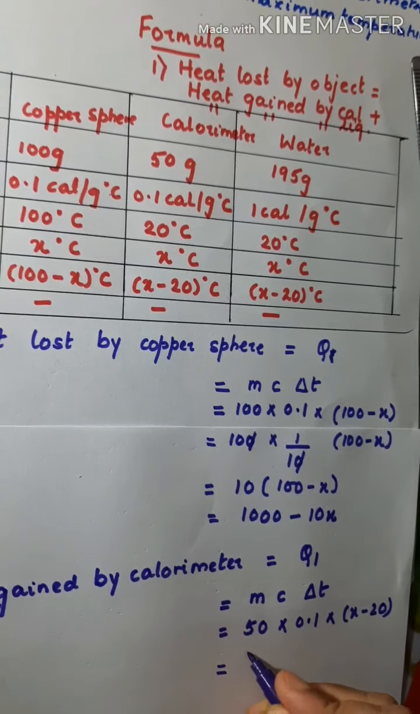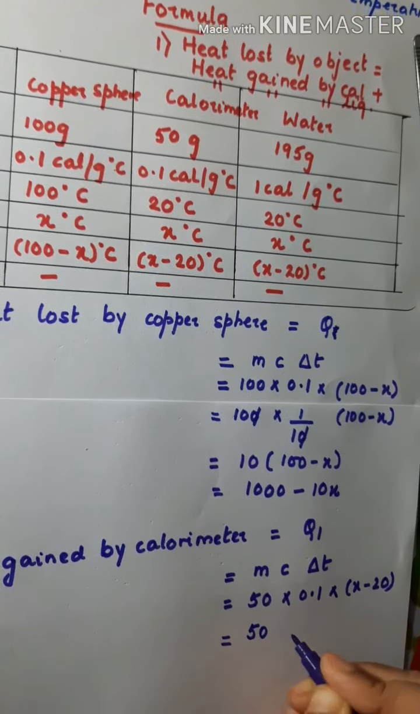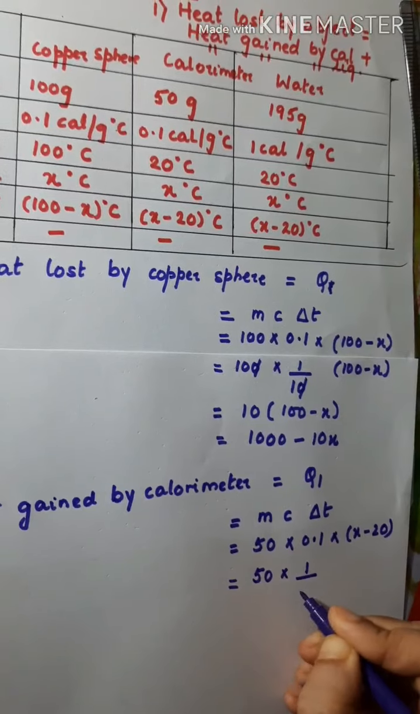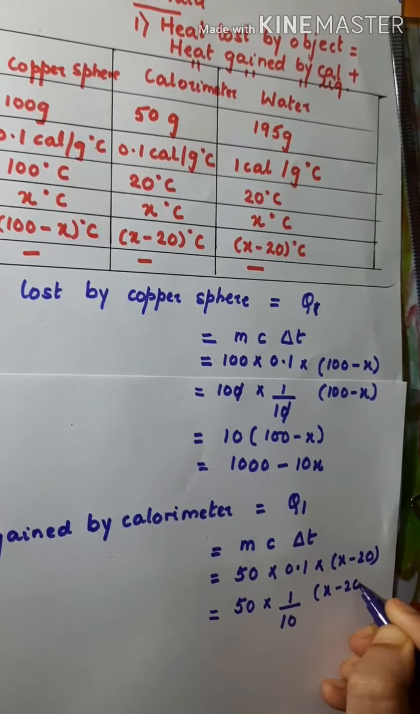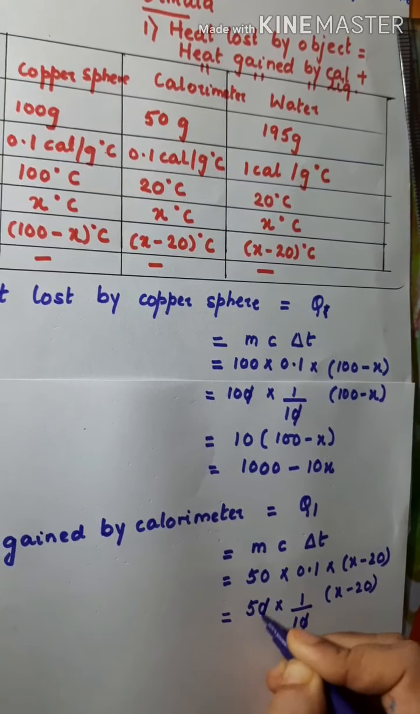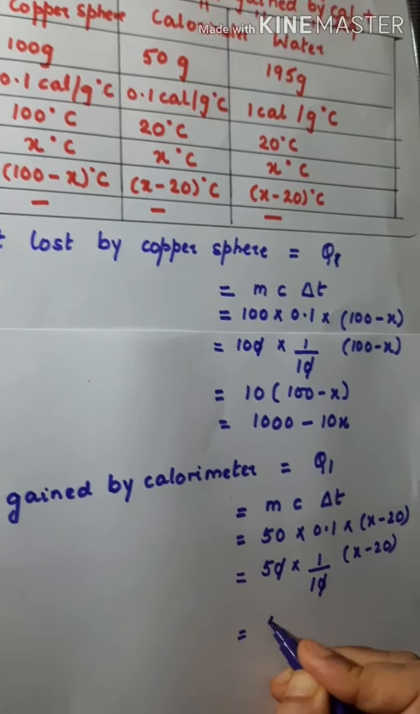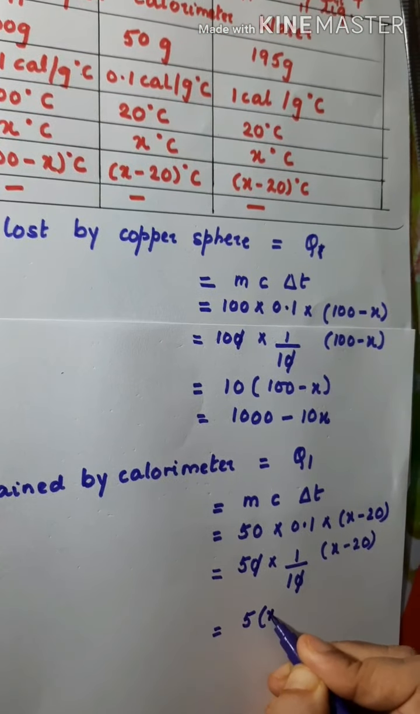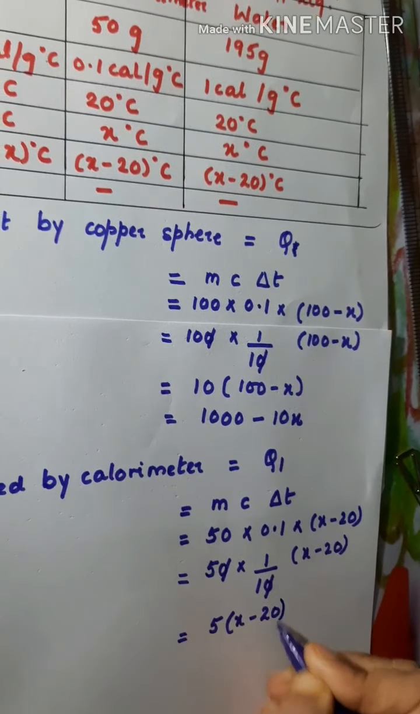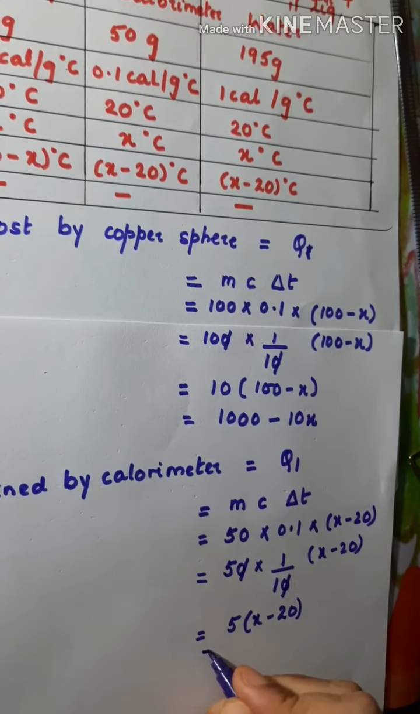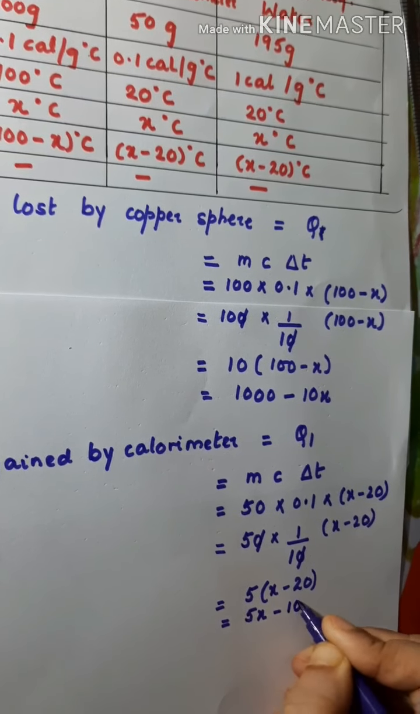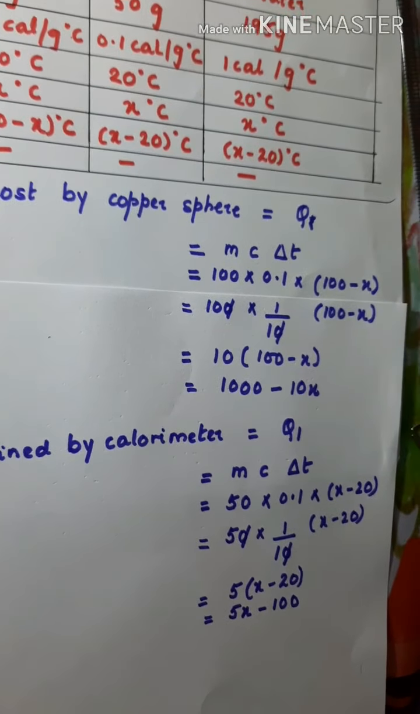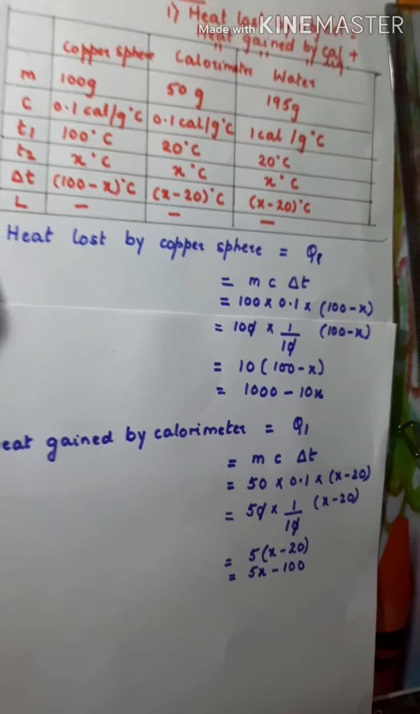Now, again 50 multiplied by 1 upon 10. Doesn't it make it easier? X minus 20. So, I'll cancel the 0. So, I will have 5 into x minus 20. I can say this is equal to 5x minus 100. Now, next one.